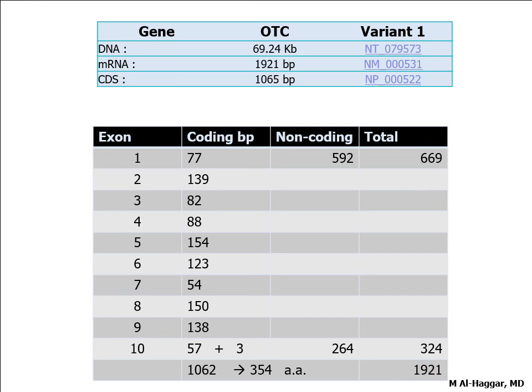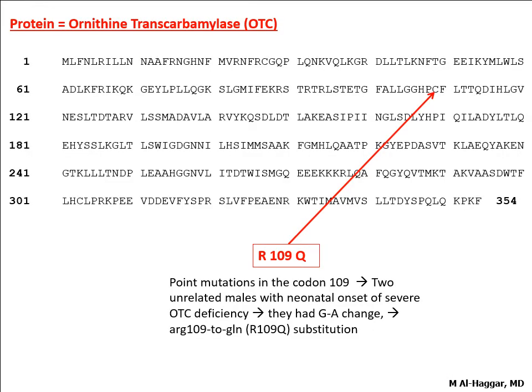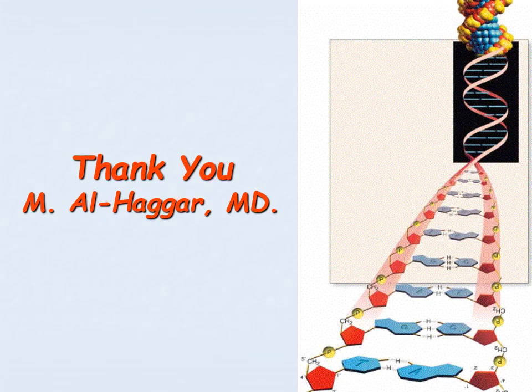1921 bases. If you look at the protein structure, you notice here that one of the 354 amino acids is substituted at a certain point. Instead of being R, it changes to Q. So arginine is replaced by glutamine at position number 109. And so you can translate the change in the DNA into the change in the amino acid, and hence the enzyme activity will be affected. Thank you.